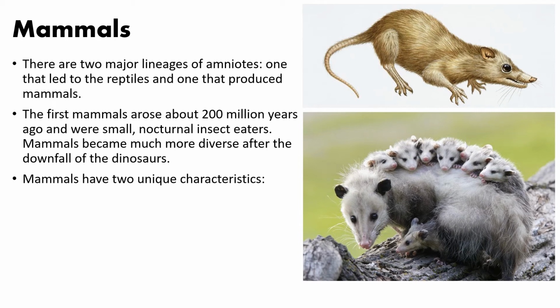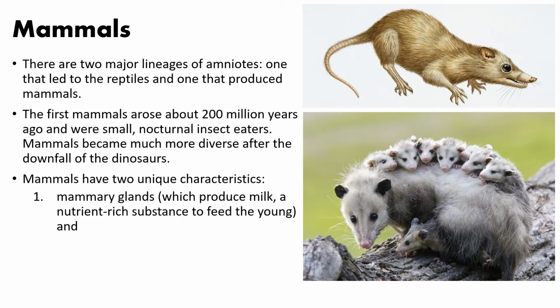Mammals are going to have 2 unique characteristics that they have to have in order to be included within this mammal group. They're going to have mammary glands, which is how the name mammal came about. And mammary glands are going to produce milk, which is a nutrient-rich substance that feeds the young. And they're also going to have hair. So if you look at any other type of animal outside the mammals, none of them have hair. Okay, they can have feathers, but that's not hair. So hair is a characteristic that's found within this group.